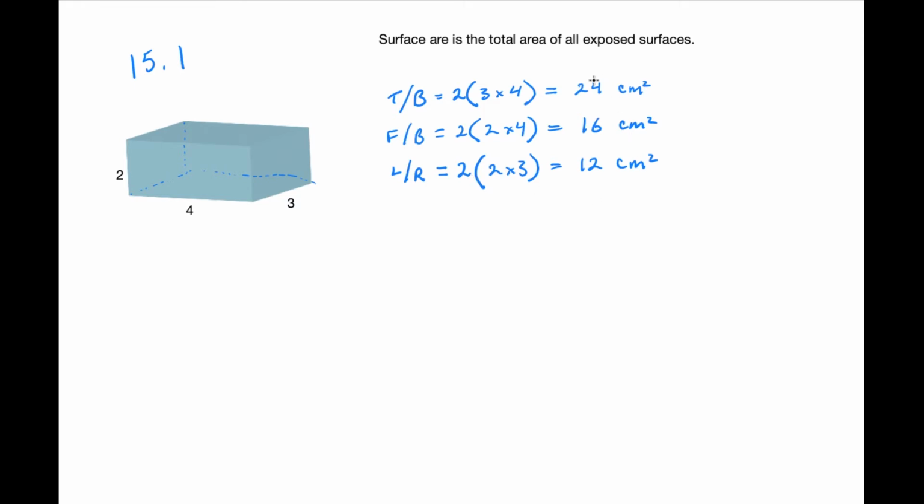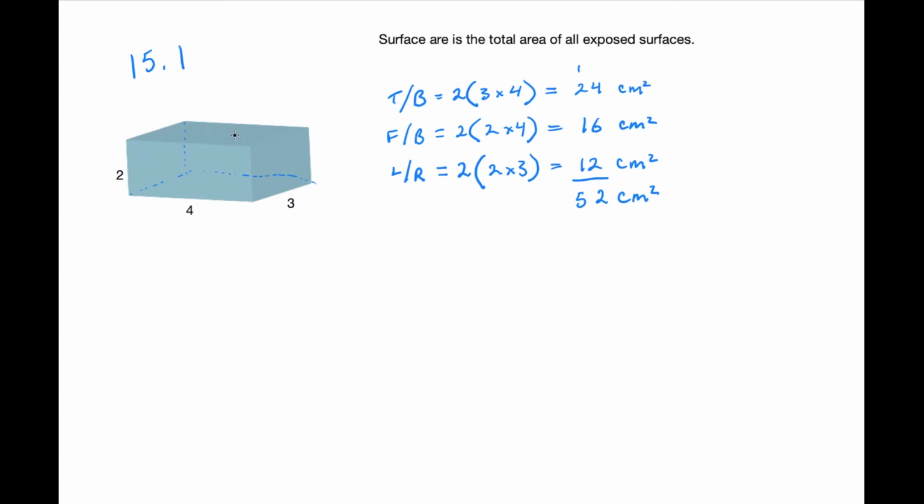Now we have all six sides: 1, 2, 3, 4, 5, 6. And these are their totals. And we're going to add them together. So we have 12 here, and we have 52 here, centimeters squared. And that's how you would calculate.